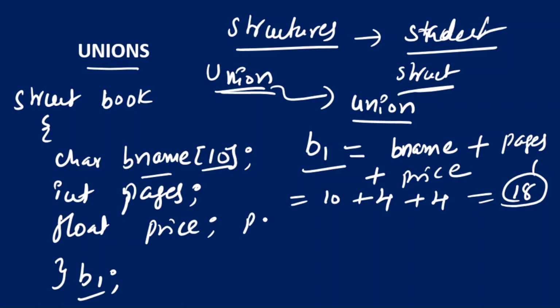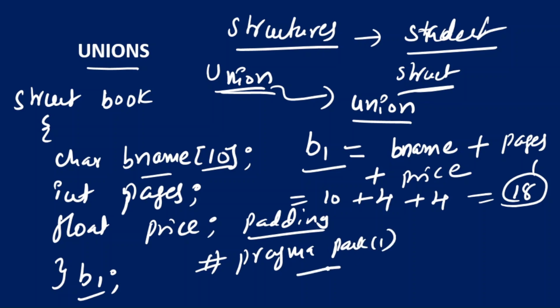But here I'm not using the concept of padding. I'm not considering the concept of padding. That means I'm going to use the statement #pragma pack, which means I'm using packing. When you use packing, then there is no concept of padding, right? So this is how the memory will be allocated for the variable b1.